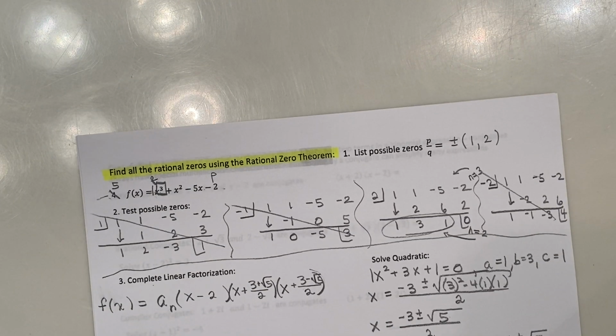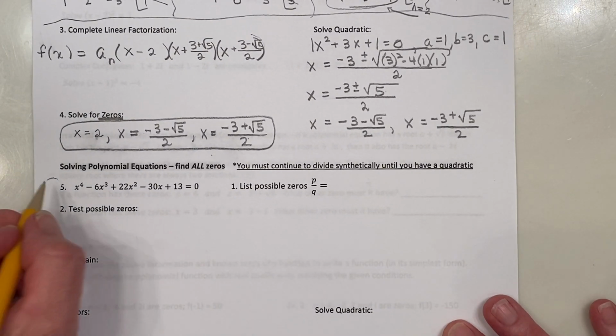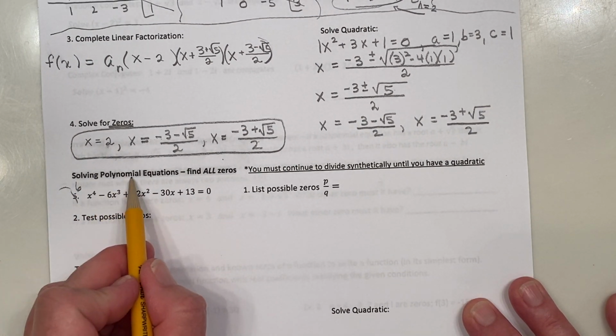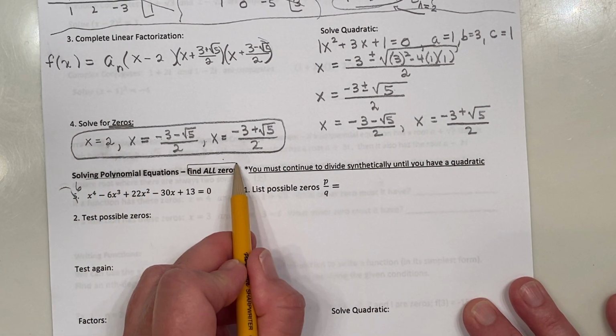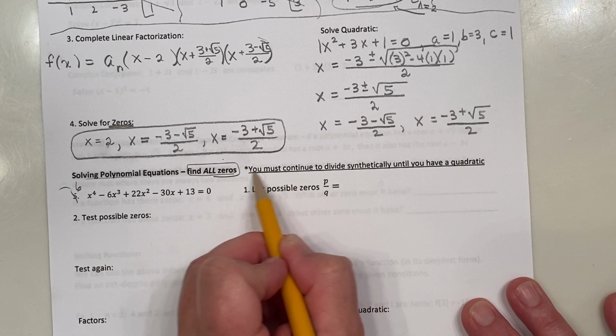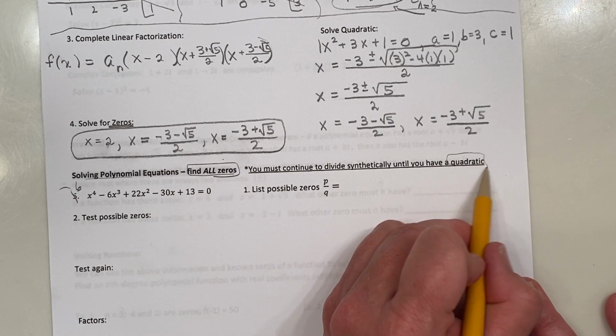All right, okay, let's do one more. Let's do example 6. It says solving polynomial equations, find all zeros, even if they're irrational or imaginary or rational. So it says you must continue to divide synthetically until you have a quadratic. So we'll see what that means in a minute.